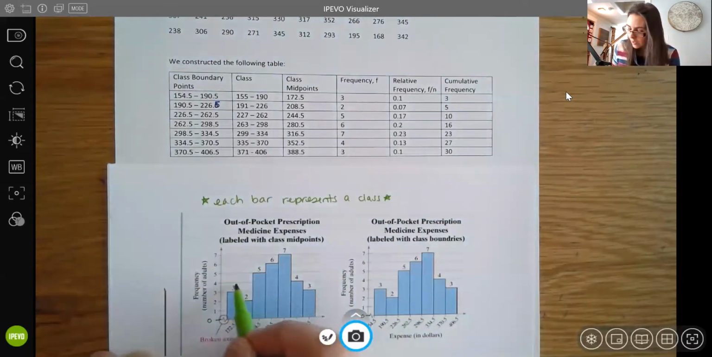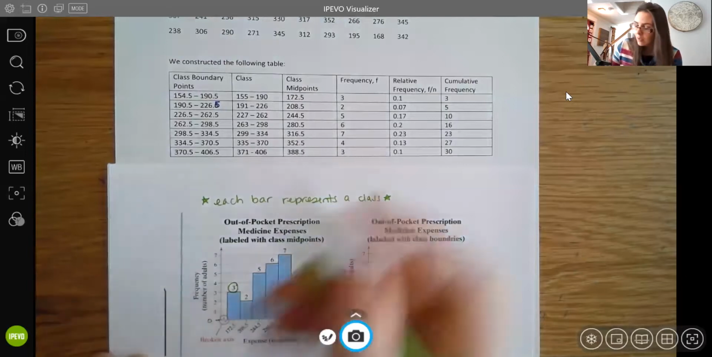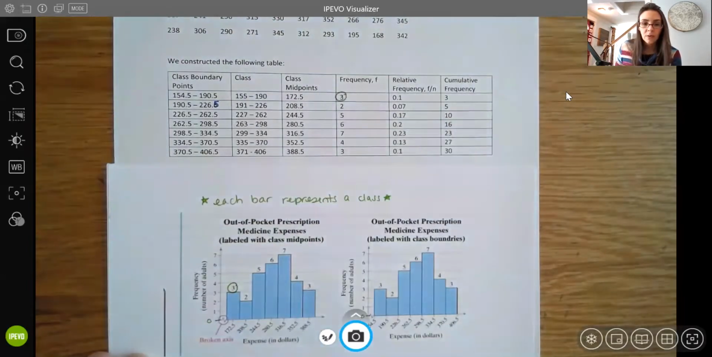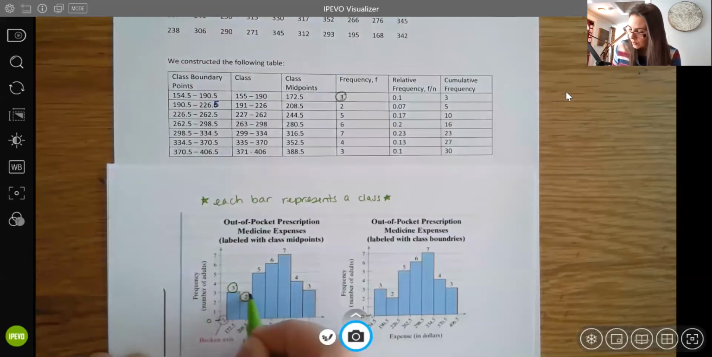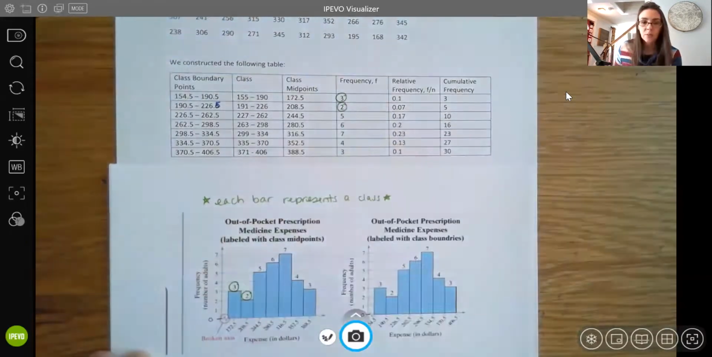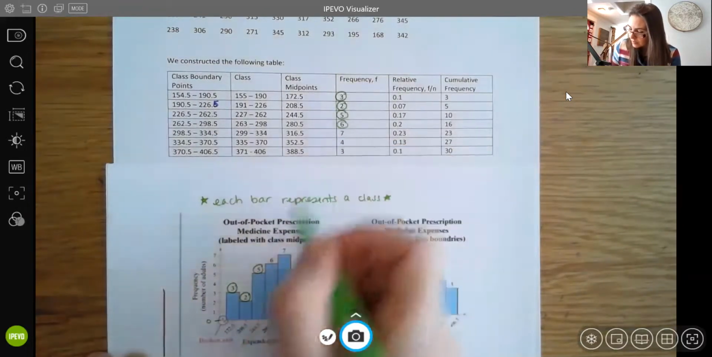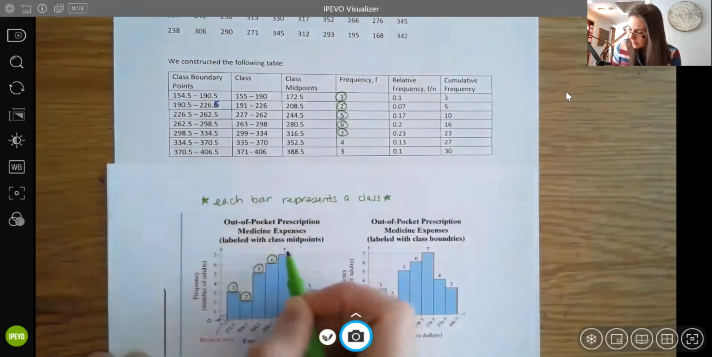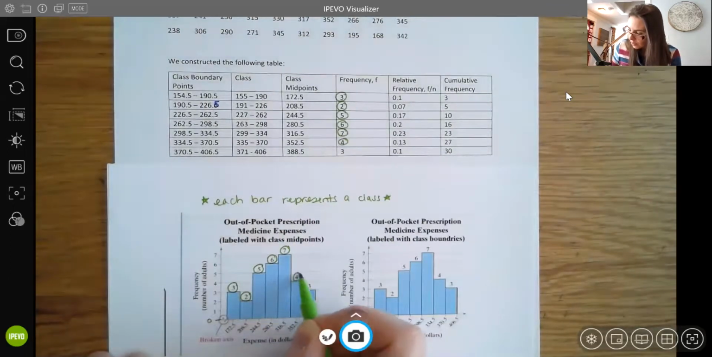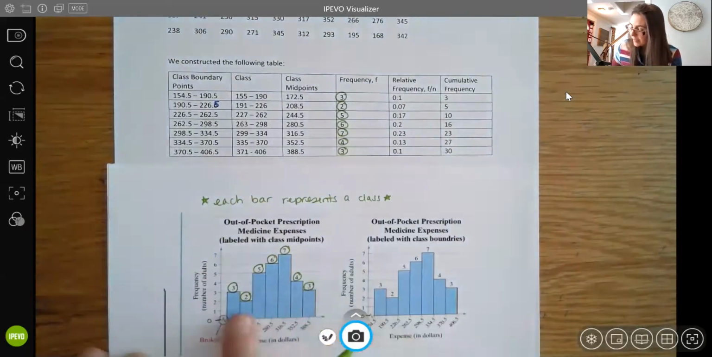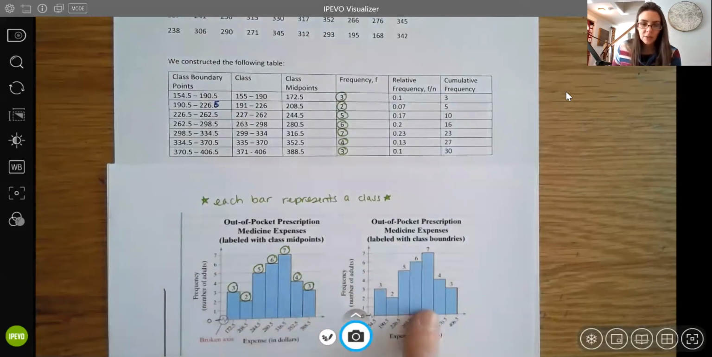Notice here that your first height is 3, so your frequency was 3. Here, your height was 2, so your frequency for the next class was 2. So that's where they're getting those heights from, and to know how high to make that bar. Here, you have 5, 6, 7, 4, and then, of course, 3. And this is actually the same histogram. They just have two different numbers on the x-axis, so I'll talk about that too. But you can see the heights are all the same.